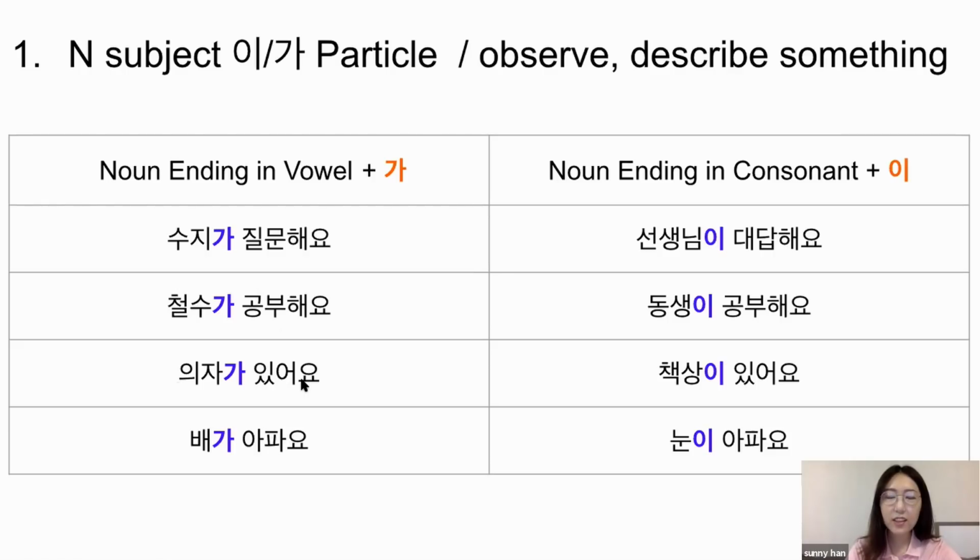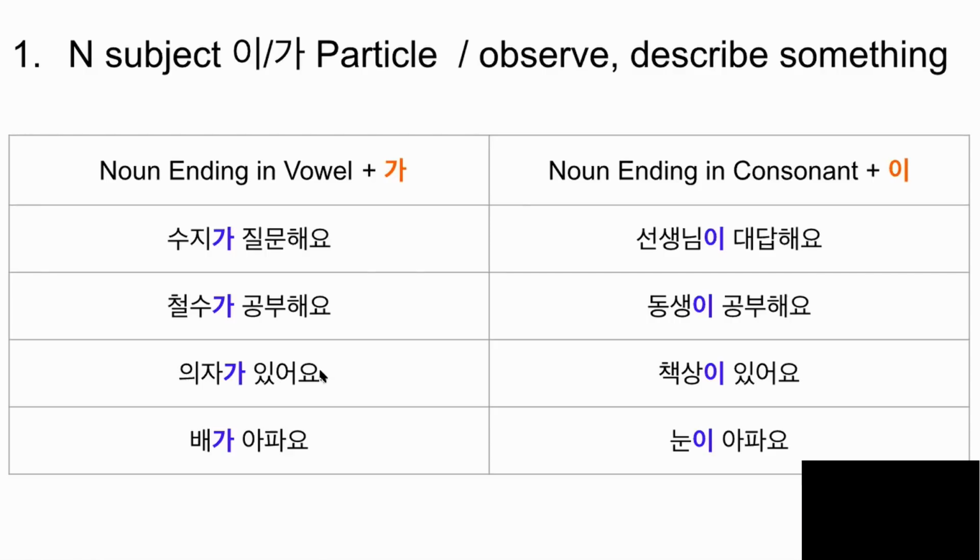So 의자 is chair. 있어요. There is. There is a chair. 의자가 있어요. 의자가 있어요.